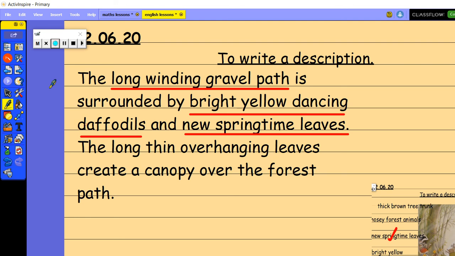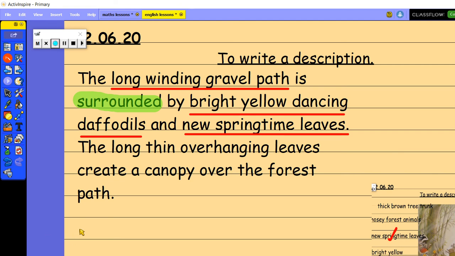Okay, now I've also used some good vocabulary in here because I've put surrounded by. Okay, so instead of just putting long winding gravel path has bright yellow dancing daffodils, I've thought of another word that I can use, which is surrounded. So it shows that those daffodils are all the way round the path. Okay, right, let's have a look at sentence number two.